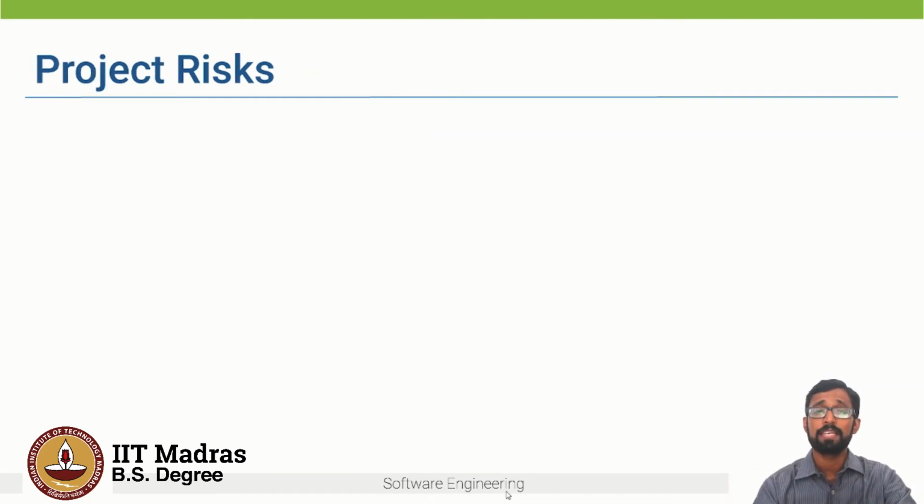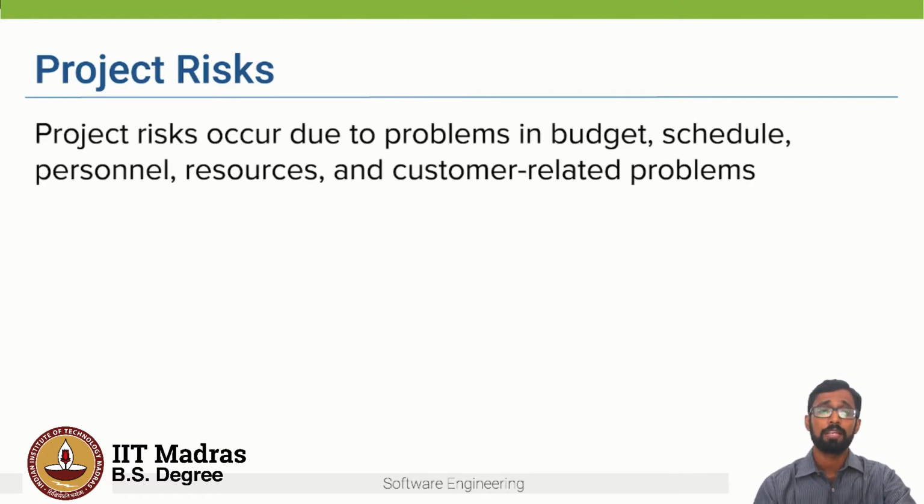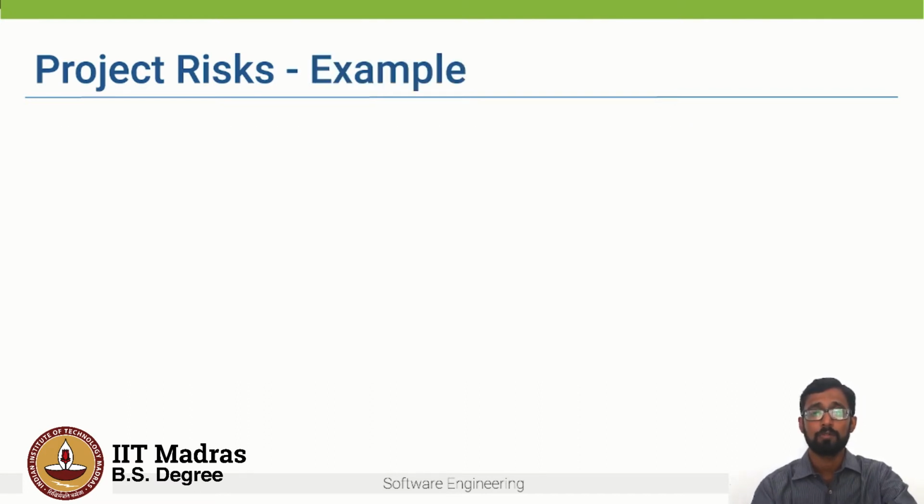Now, the next category of risks are project risks. Project risks occur due to problems in the budget, in the schedule, in personnel, resources, or even customer related problems. So, all types of risks which are non-technical can be categorized as project risks. The most common risk is schedule slippage, right? The project falls behind schedule.